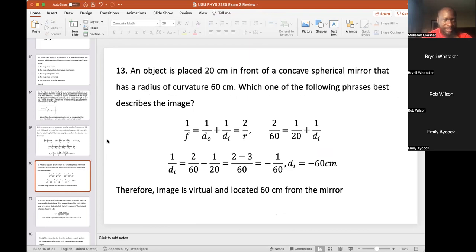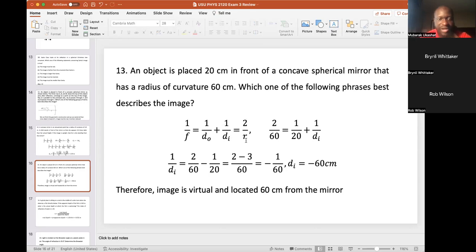Okay, next problem, problem 13. An object is placed 20 centimeters in front of a concave spherical mirror that has a radius of curvature of 60 centimeters. Which one of the following phrases best describes the image? So first of all, let's find what the image looks like. 1 over focal length is 1 over d naught plus 1 over d image, and 1 over focal length is 2 over r, because focal length is r over 2. So 2 over 60, which is the same as 1 over 30, equals 1 over 20, 1 over the object distance, plus 1 over the image distance.